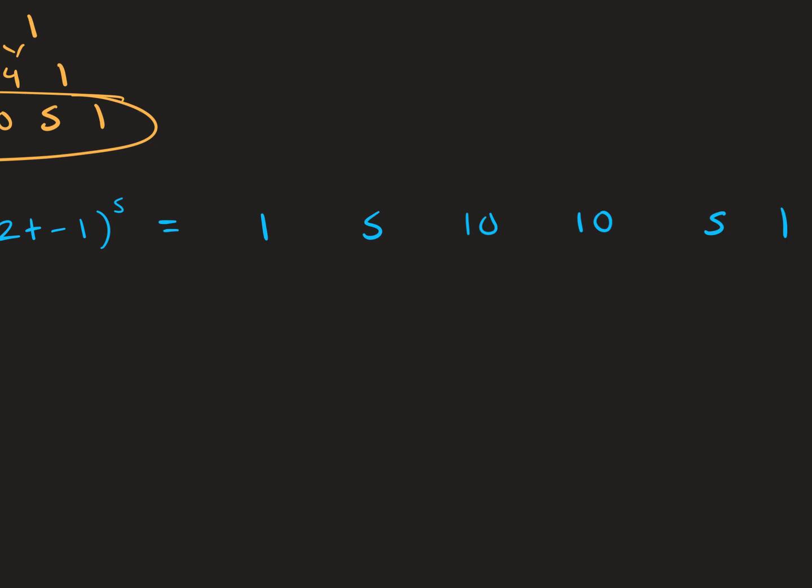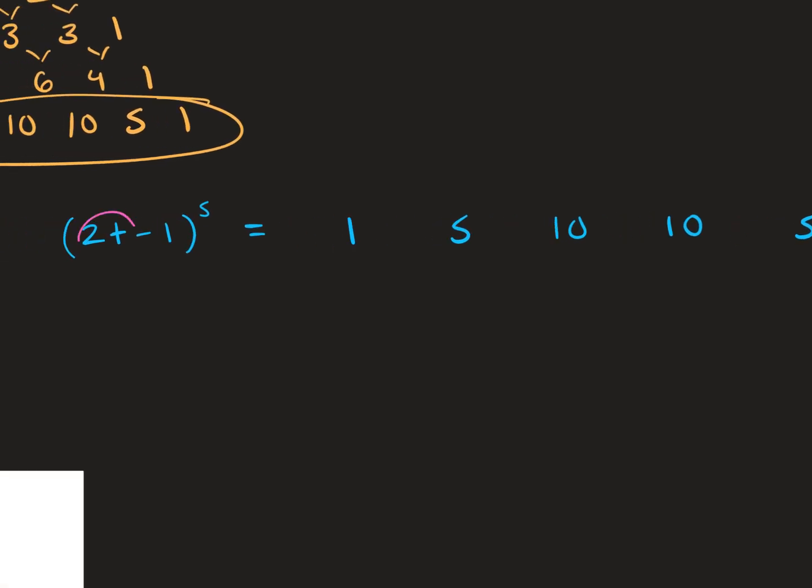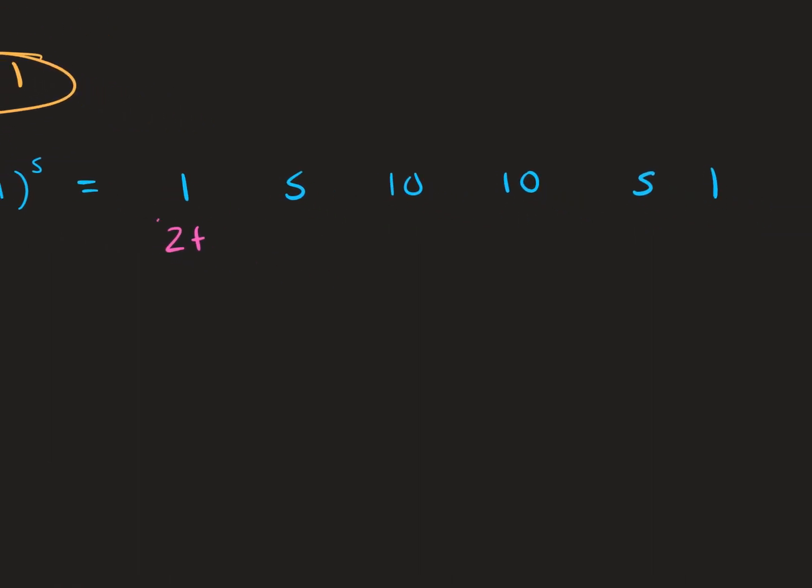Now in my next row, I have 2t. 2t to what power? To the fifth power. And then it goes down. So 2t to the fourth, 2t to the third, 2t to the first, which would just be 2t, and then 2t to the power of 0, which is 1. So it goes away. Wait, there's 2 10s? Yes, there's 2 10s.